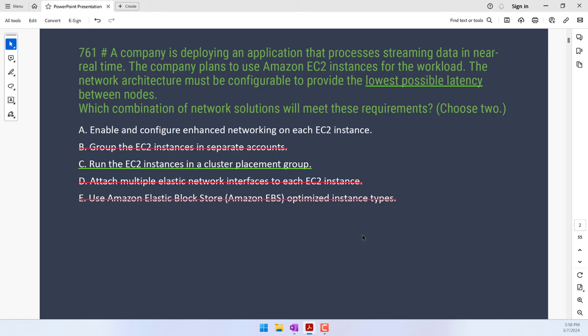A solutions architect is designing a payment processing application that runs on AWS Lambda in private subnets across multiple availability zones. The application uses multiple Lambda functions and processes millions of transactions per day. The architecture must ensure that the application does not process duplicate payments. Which solution will meet these requirements?